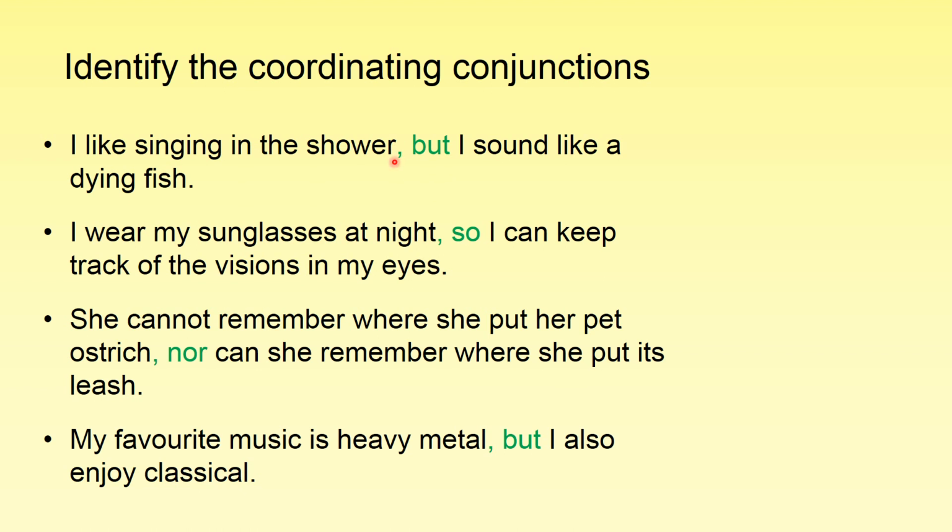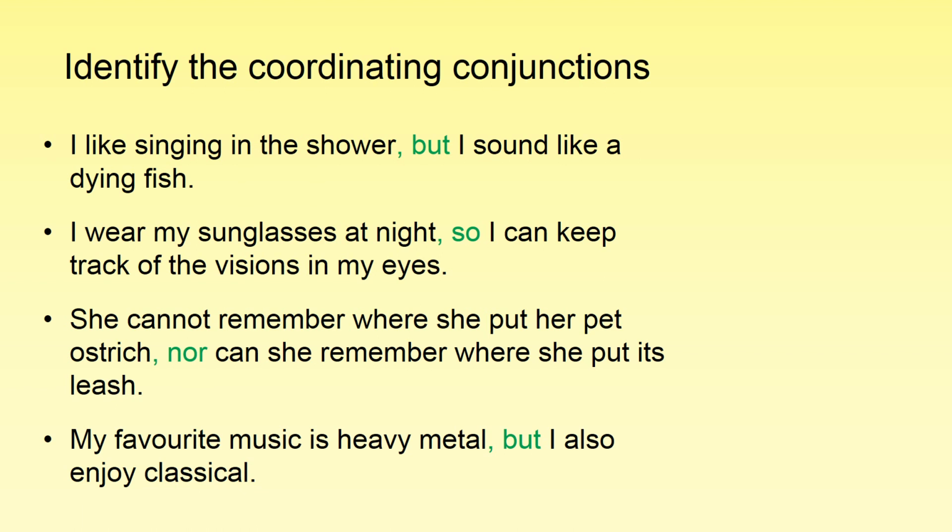Remember that it will always need a comma if it's being used to separate or join independent clauses. So when we read this, I like singing in the shower, but I sound like a dying fish. It sounds clear. We're going to jump down to the third example here. It uses a coordinating conjunction that can be a little bit confusing. The word nor. And, but, or, for, nor, yet, so.